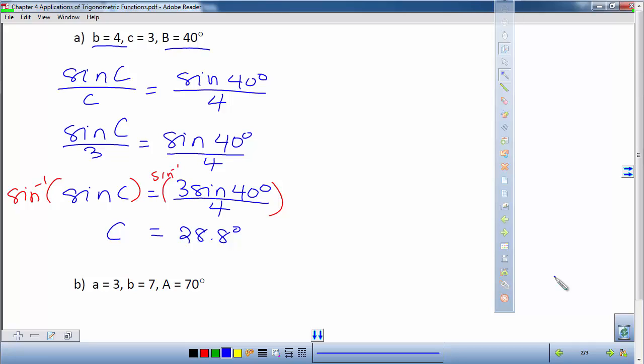So here's angle C, over here, 28.8 degrees. Okay, but sine is positive over here too, right? So there's an angle in this second quadrant such that sine of whatever this angle is equal to this number. Okay, so what is that angle? Well, it's going to be 180 degrees minus 28.8 degrees. Okay, so let's look at that one.